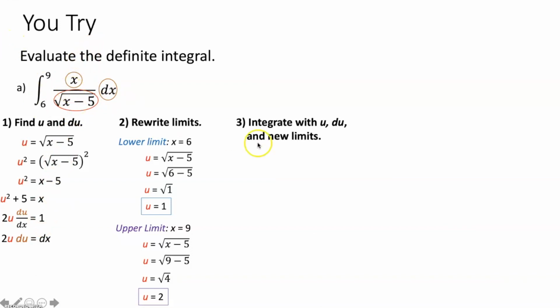So this is going to become the integral from 1 to 2 of, and we said we're plugging in u for the square root of x minus 5, we're plugging in u squared plus 5 for the x, and we're going to plug in 2u du for the dx. Now all we have to do is simplify this, and we can evaluate it using the fundamental theorem of calculus.